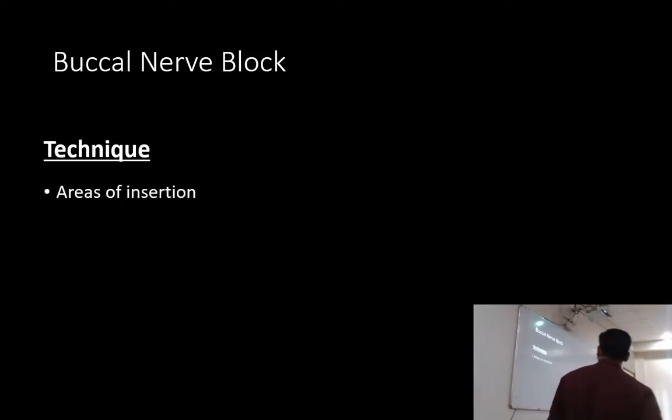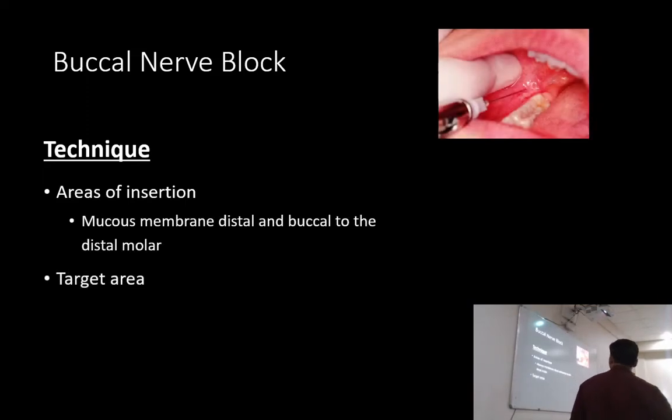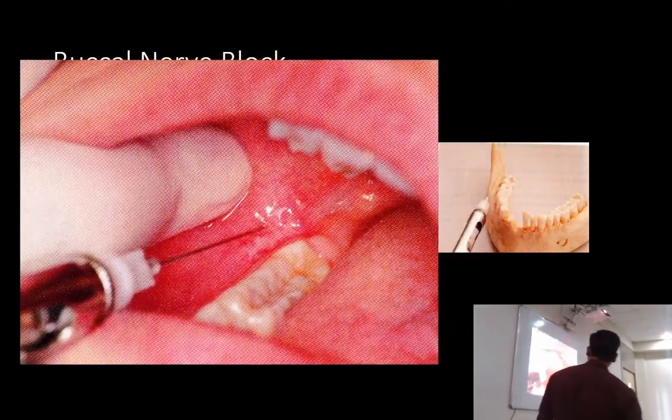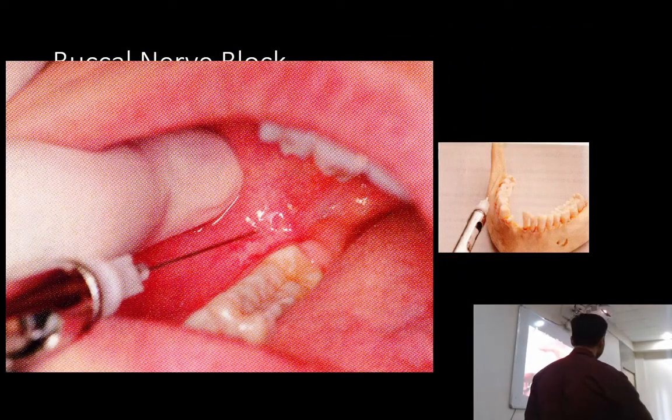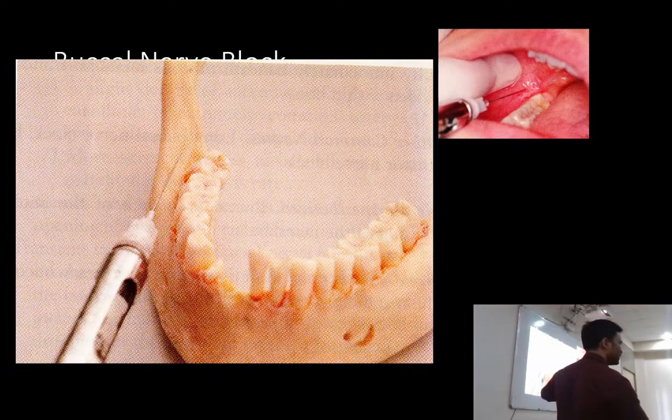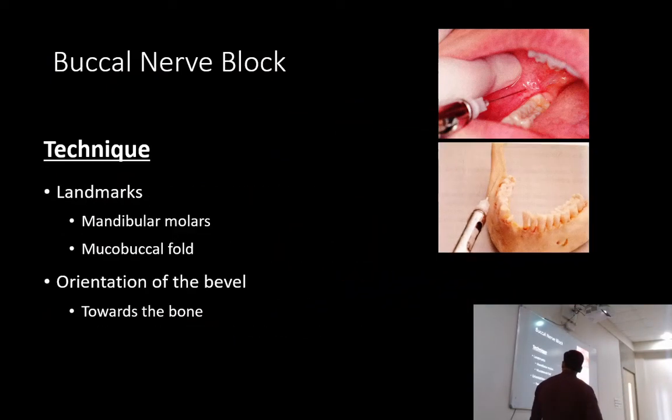So technique. So area of insertion, as I mentioned, distal and buccal to the last molar. So buccal and distal to the third molar or the second molar, whichever molar is the last one. Okay. Then target area, it is the nerve as it passes the anterior border of the ramus. ये हमने discuss कर लिया already. So this is the distal and buccal to the last molar. Then we have the site of deposition of LA. That is the anterior border of the ramus, where the nerve crosses the anterior border of the ramus. Okay. So landmarks बता दिया, molar and mucobuccal fold हटा दो.